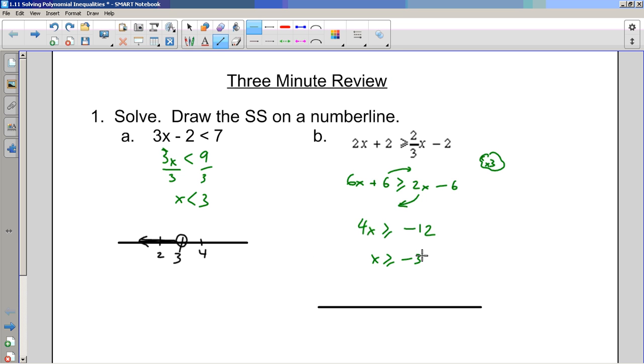There's -3 and everything greater than or equal to it. That means we want to include -3 and everything that's on this side as well. Okay, great. And so there's the solutions.